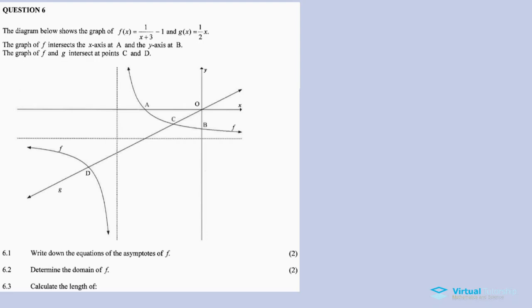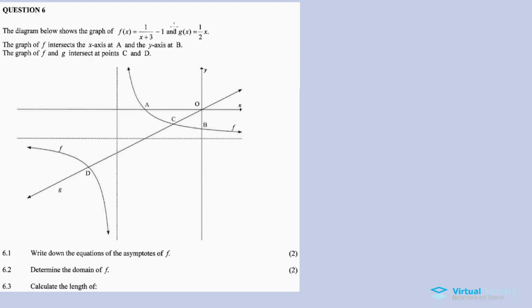Well, now in this video we are discussing question 6. It's another question on our functions. Given f of x, which is a hyperbolic function, and given g of x, which is a straight line function. This question is available from the November 2016 question paper.